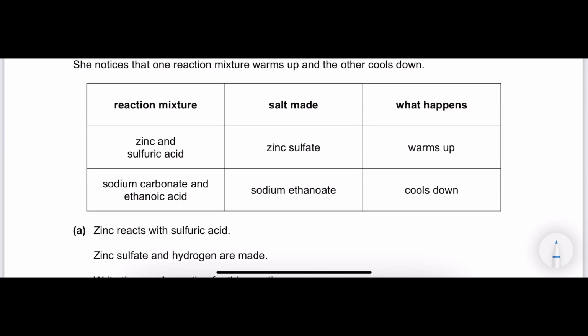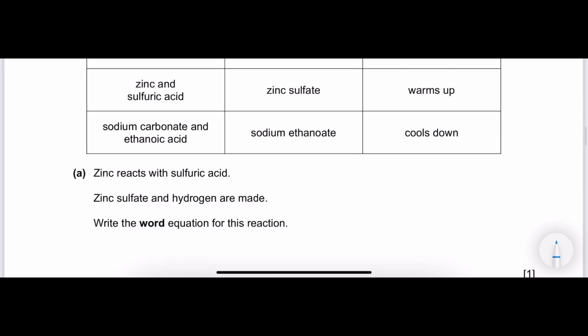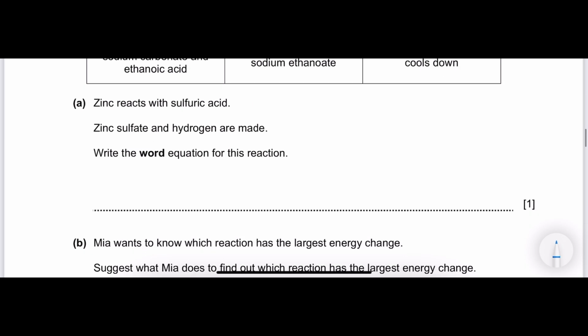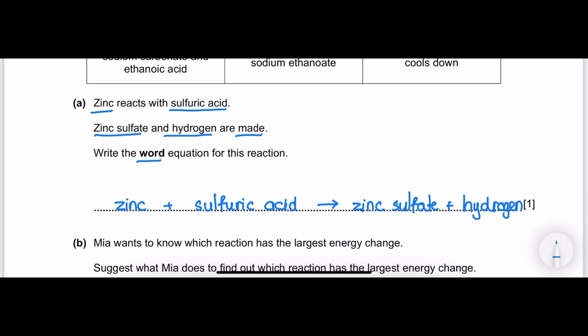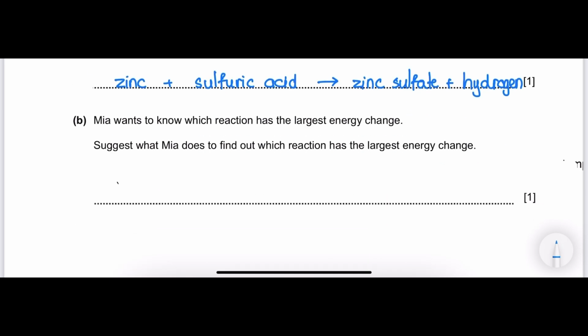Question 13 is a chemical question. A. Write the word equation for the reaction of zinc and sulfuric acid. We have zinc reacts with sulfuric acid to produce zinc sulfate and hydrogen. B. To find out which reaction has the largest energy change, Mia should use a thermometer and measure the change in temperature.